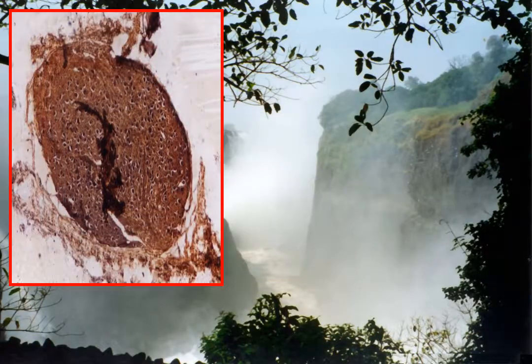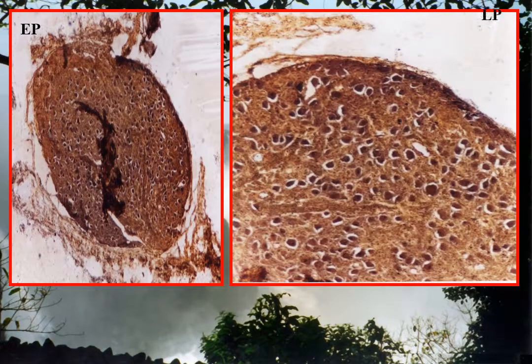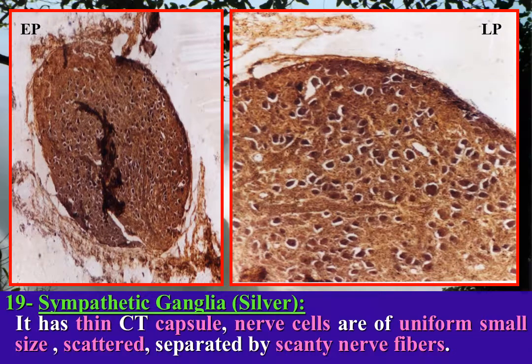Sympathetic ganglia stained with silver, examined by eyepiece and low power. It appears small, ovoid, dark brown in color. It has a thin connective tissue capsule. Nerve cells are brown in color, multipolar, irregular in shape, of uniform size, scattered in the ganglia, separated by scanty nerve fibers.